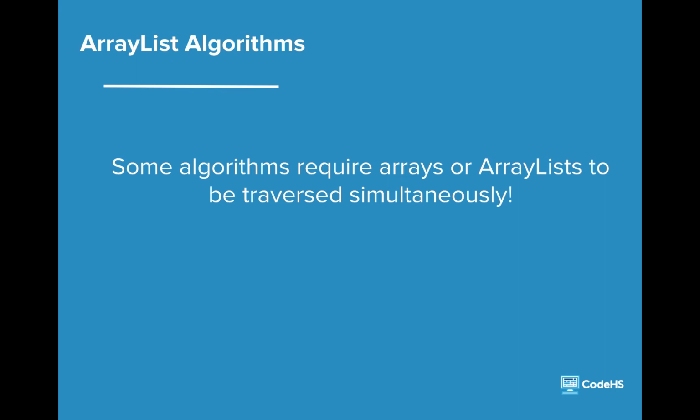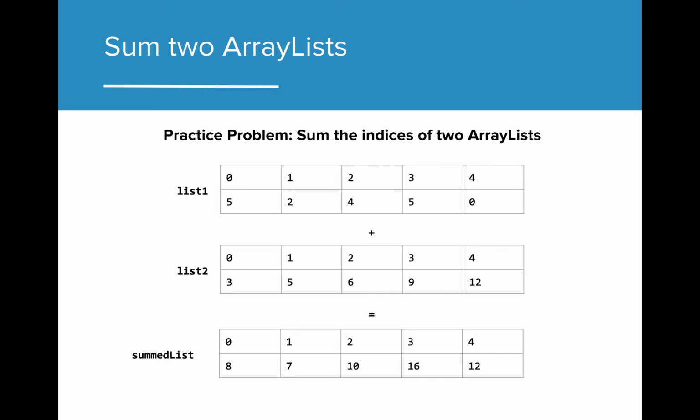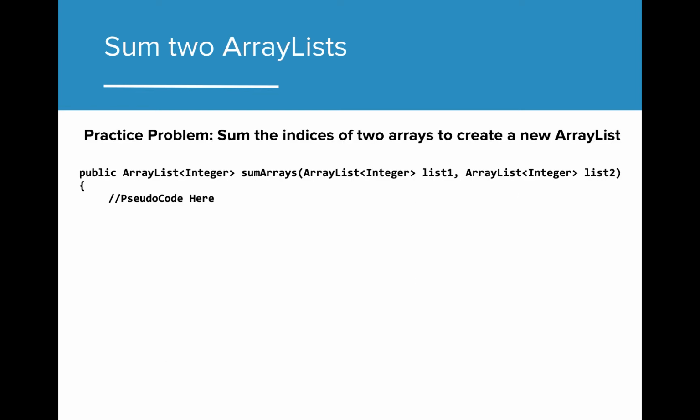Some standard algorithms also require arrays and array lists to be traversed simultaneously. For example, if we wanted to sum the indices of two array lists, we could do so by traversing both of the array lists at the same time. Let's take a look at how we could do that. First, let's start by creating a SumArrays method declaration that takes the inputs list1 and list2, which represent two array lists of integers. Before moving on, can you figure out what steps we would need to take in order to implement this method?